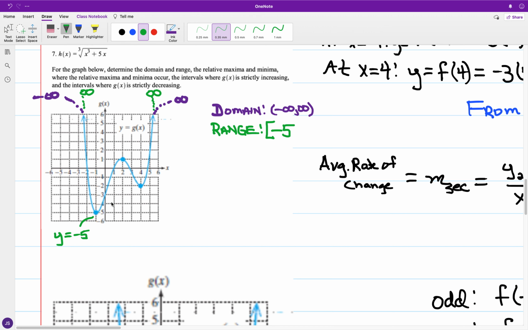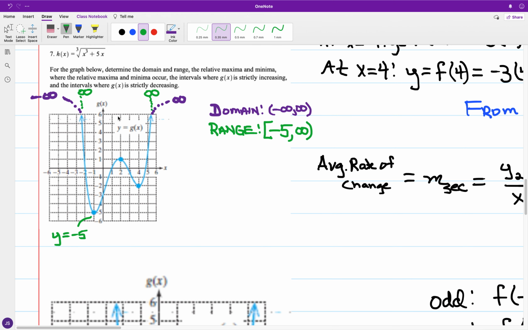Everything else is going to be above, and the arrowheads indicate that y keeps on increasing, approaching infinity. So again, for the domain you have between negative and positive infinity, going continuously between the left and the right. For the range, you have going continuously upward, starting from y equal to -5. And now, where we have the relative maximum and minimum.